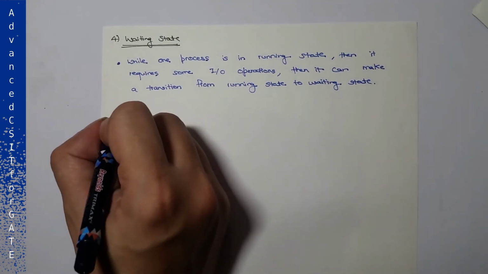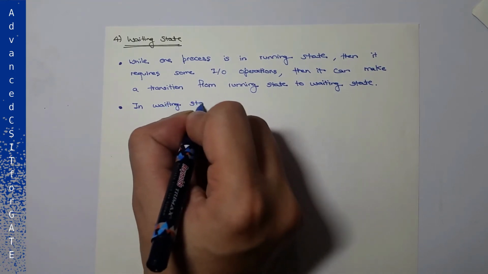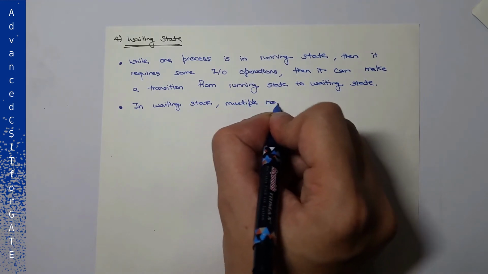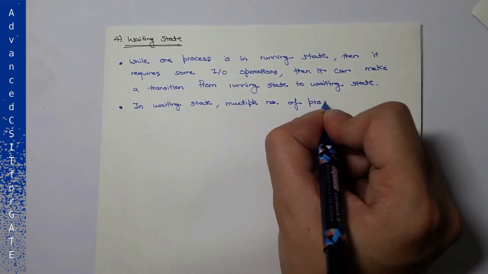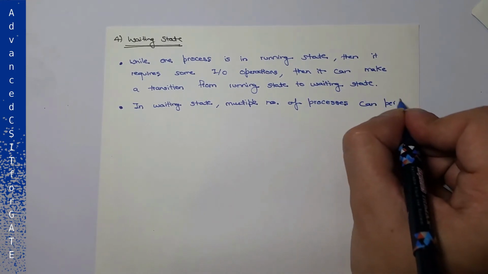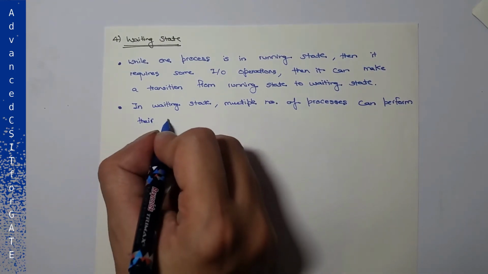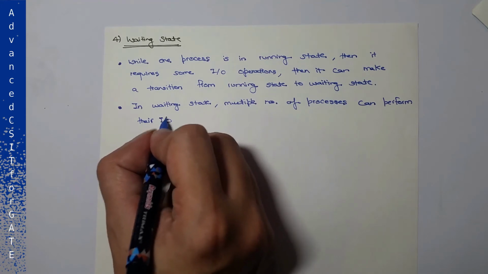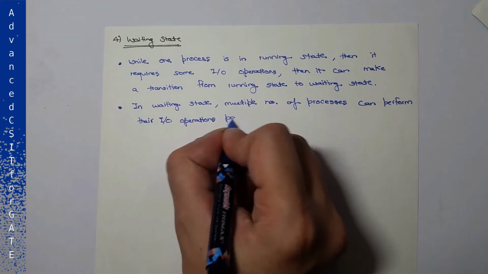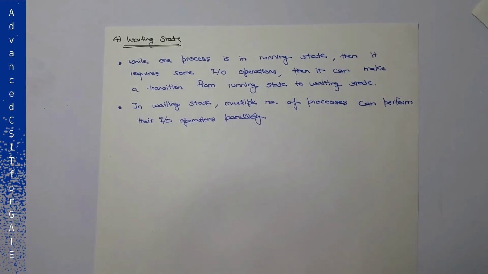The next point is, in waiting state, multiple number of processes can perform their input output operations parallelly. Now, as said before, there can be n number of processes in waiting state.